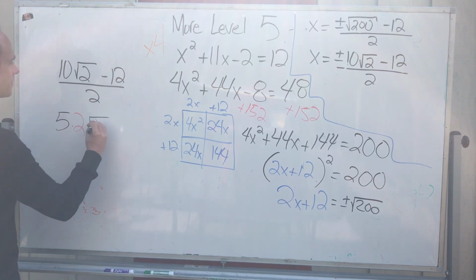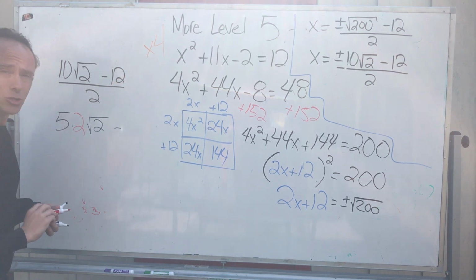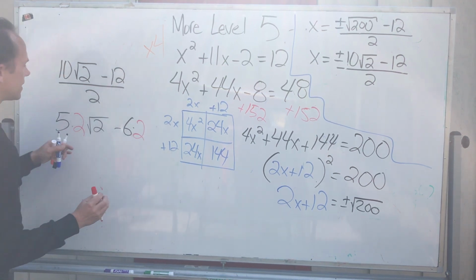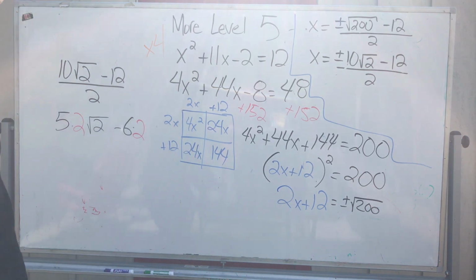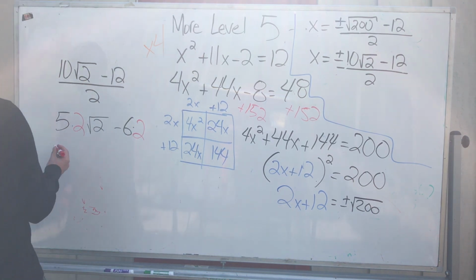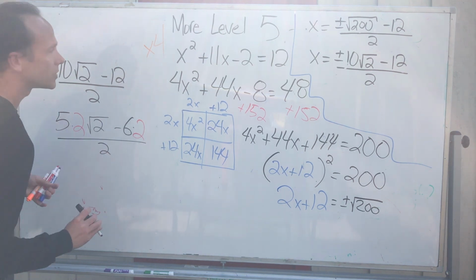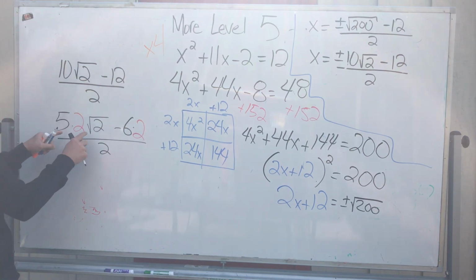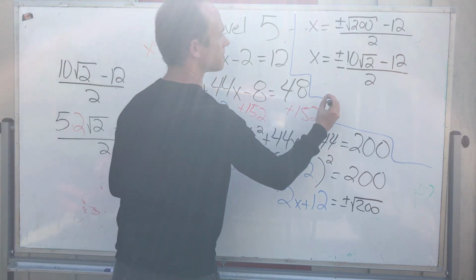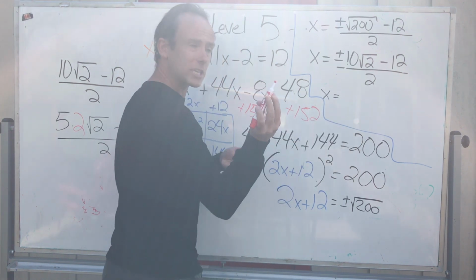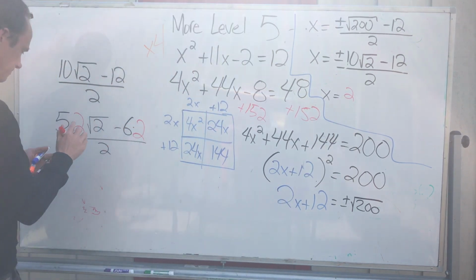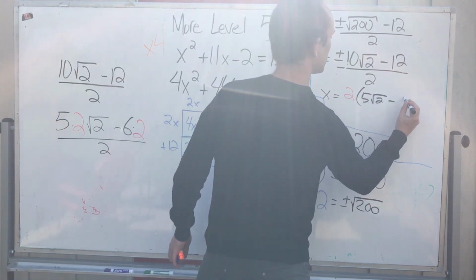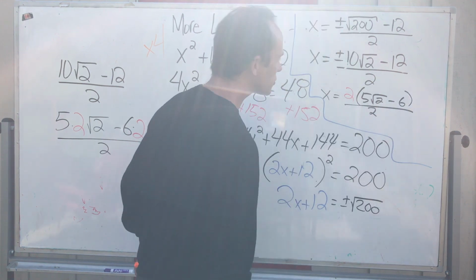All right, there we go. Minus, and I'm about to say that 12 is 6 times 2. This is called finding a greatest common factor, or maybe just a common factor. And all of this is now over 2. So what I can do is take out that 2, and I'll be left with 5 root 2 minus 6. I'll keep the 2 I'm taking out in red. And then I'm left with 5 root 2 minus 6 all over 2.